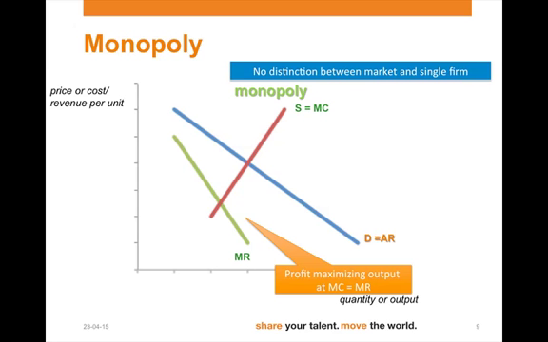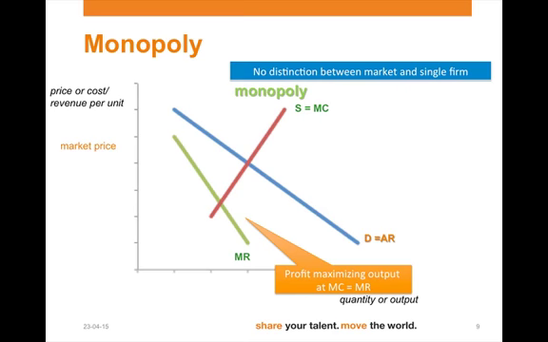The rule for profit maximizing output stays the same. It is at the point where marginal cost equals marginal revenue. But please notice the difference in market price. When a perfectly competitive market is in equilibrium, the price equals marginal revenue equals marginal cost. That is different for a monopoly.